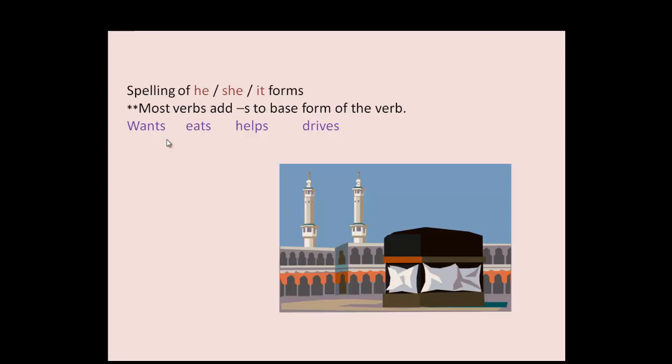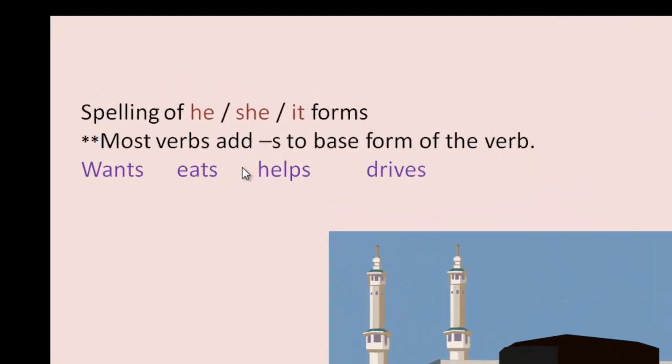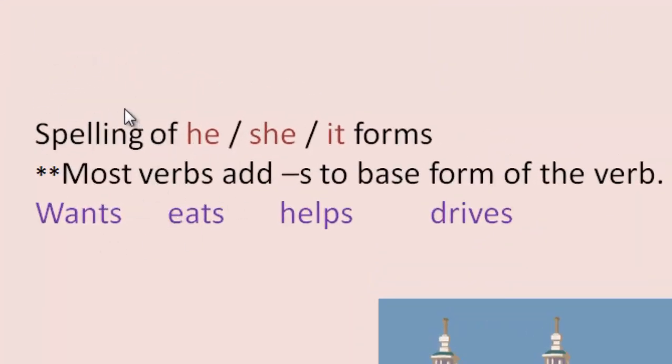Now we will talk about something else, which is spelling. So if we want to add, for example, s to the verb, sometimes we add s, and on other occasions we can add es. So spelling of he, she, it forms. Most verbs add just s to the base form of the verb, like want becomes wants. Yes, here we add just the s letter. Eat, eats. Also we have to add just s.